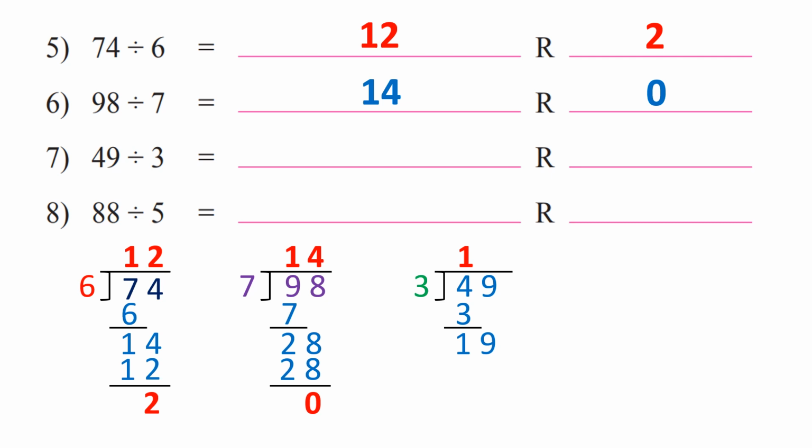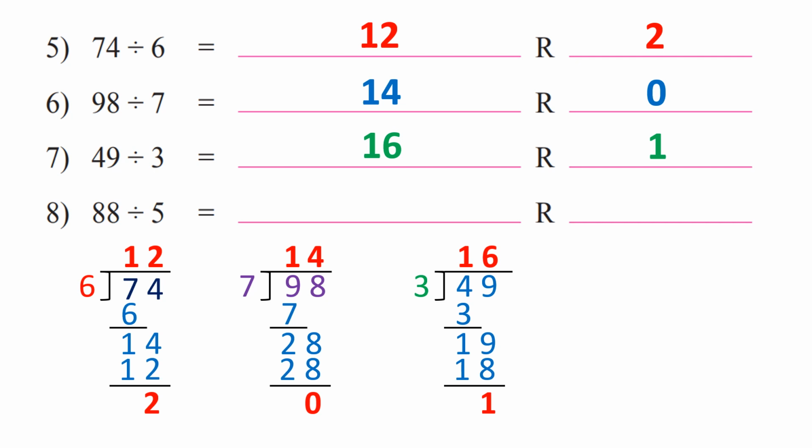You have 19. 19 divided by 3 is 6 only. 3 times 6 is 18. Then you subtract 19 minus 18. You have 1. Your answer for number 7 is 16 and then remainder 1.